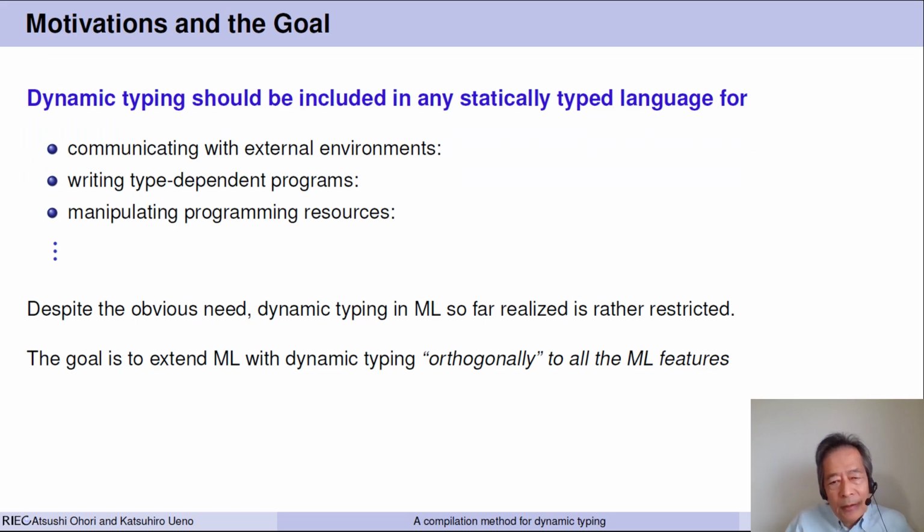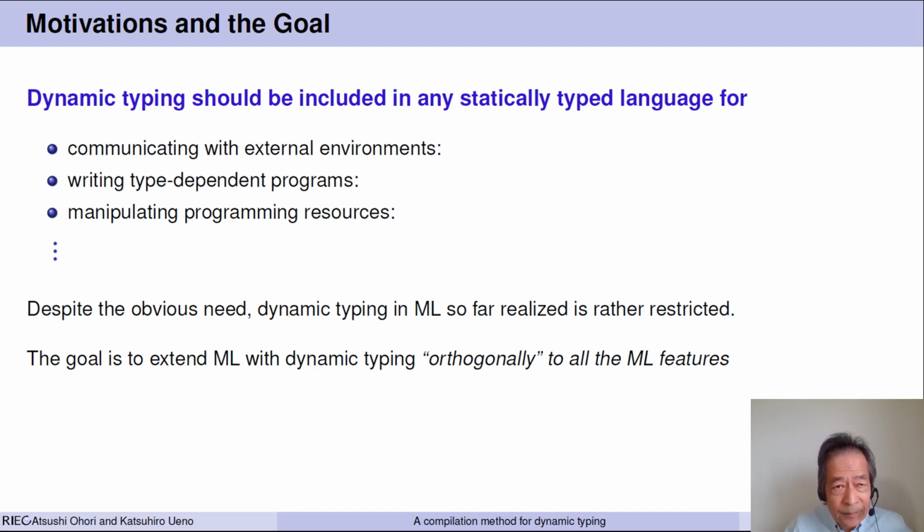So we believe that dynamic typing should be included in any statically typed language for various practical needs like communicating with external environments such as databases and persistent stores, writing type-dependent programs, manipulating programming resources. Despite such obvious need, dynamic typing in ML, so far realized, is rather restricted. So the goal is to extend ML with dynamic typing orthogonally to all the ML features, which I will explain later.